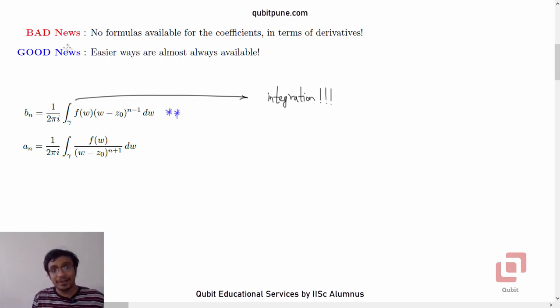So that's the bad news, but the good news is that we seldom use these formulas to actually get an and bn. As far as the Laurent series expansion is concerned, we always have other ways to obtain them, and thereby we can actually get the values of these integrals as well. Fine. So we will focus more on the good news. Obviously, we will see now that there exist a lot of ways to actually generate the Laurent series of any given function, and we will solve problems corresponding to each of the methods.